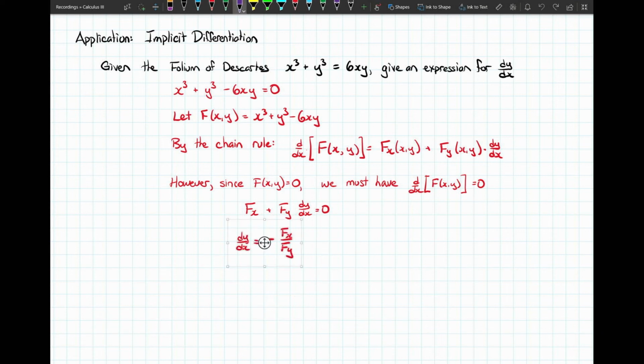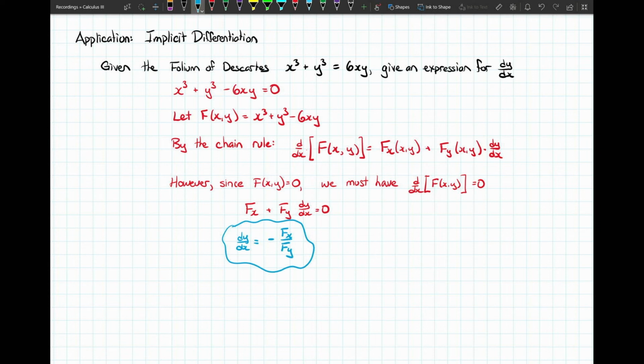This formula here can be an absolute lifesaver. It's very easy to treat y as a constant and just take the derivative with respect to x to get F partial x. And it's very easy to treat x as a constant and take the derivative with respect to y to get F partial y. And then we just simply need to form a fraction, slap a negative sign in front, and we've got an expression for dy by dx.